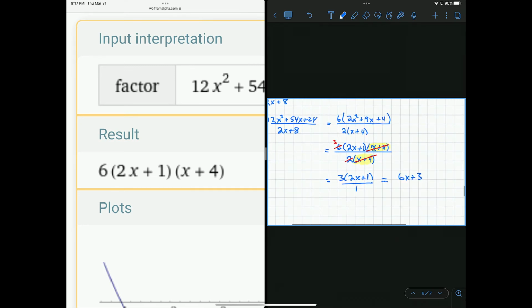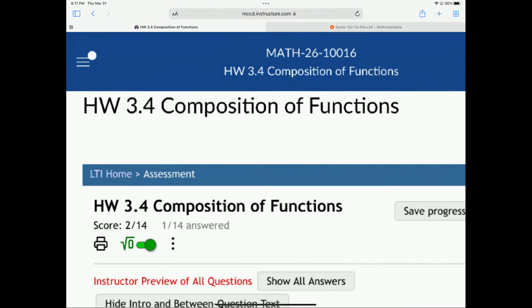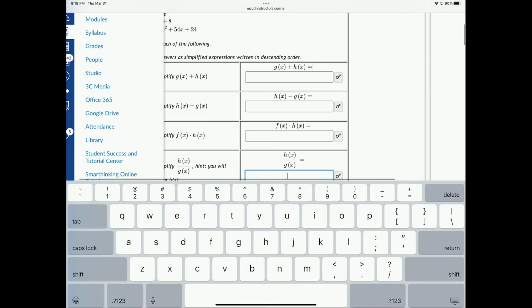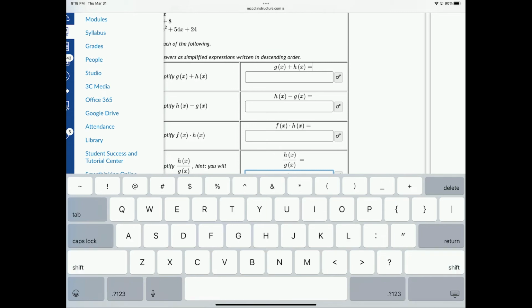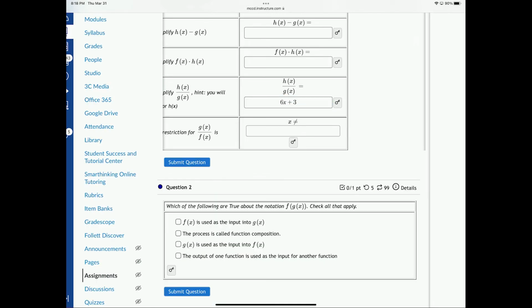So if you factor the top and the bottom, there might be things that cancel. So what I get, 6x plus 3. If I come back here, if I type in 6x plus 3, then that should be right.